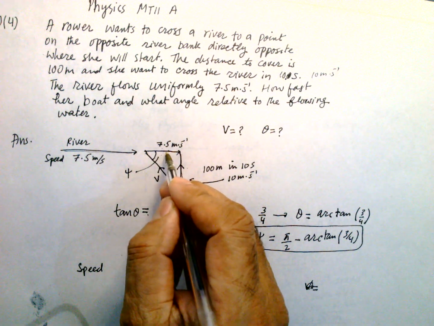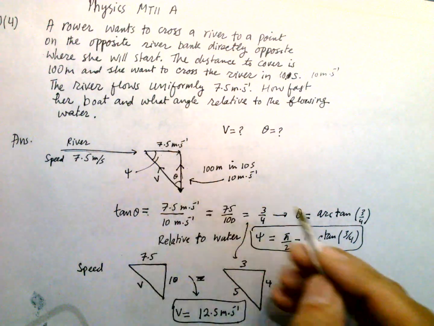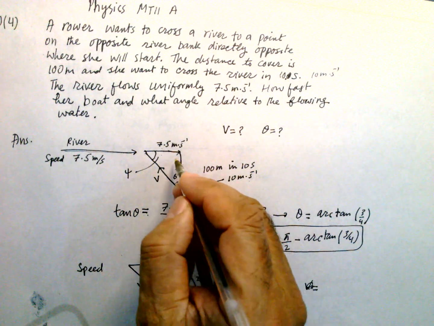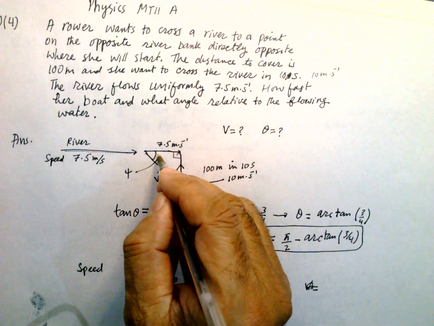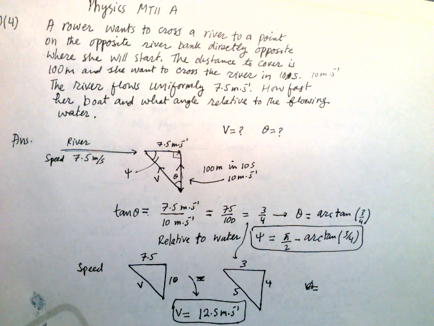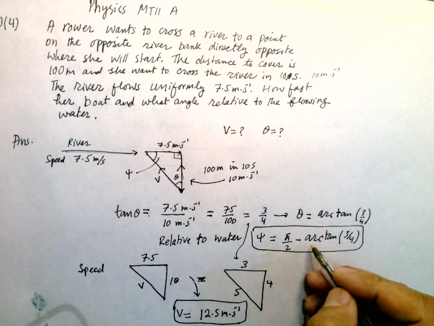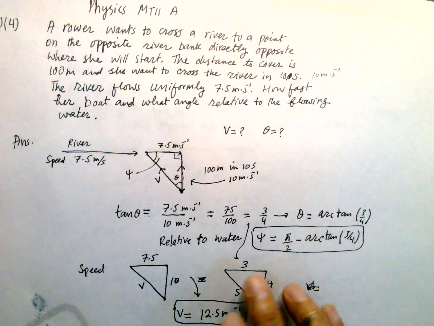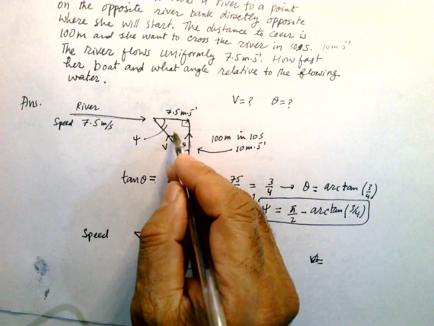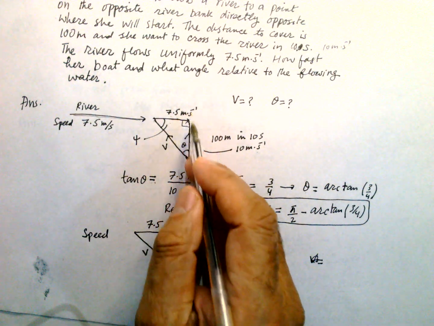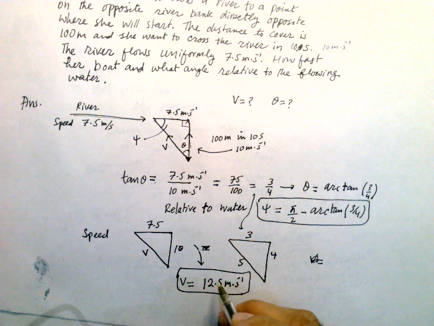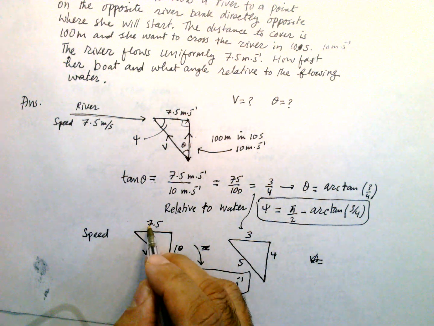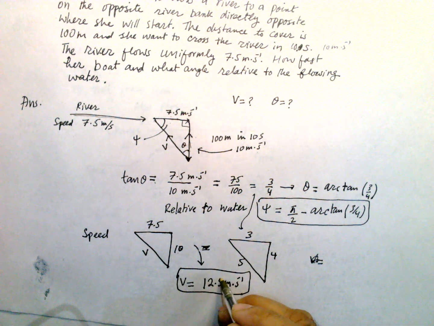So with respect to the river, this is the 90 degree, and this will be 90 minus arctan 3 by 4. The speed will be this square plus this square. This is equal to the square root of 10 squared plus 7.5 squared, which is 12.5 meter per second.